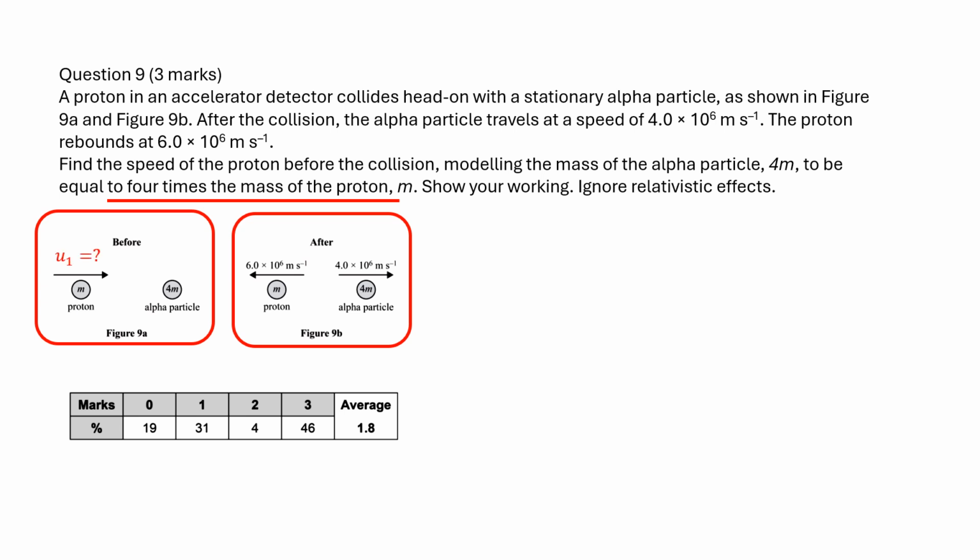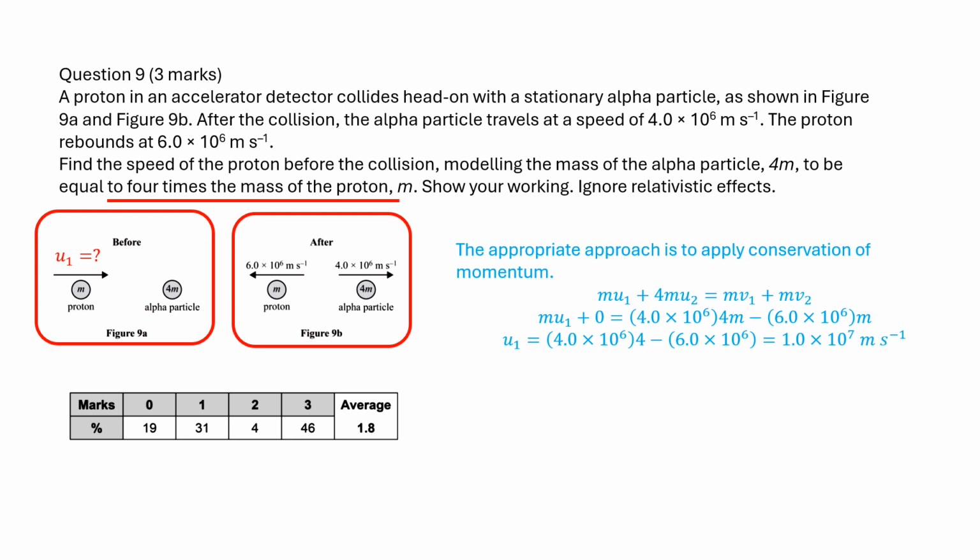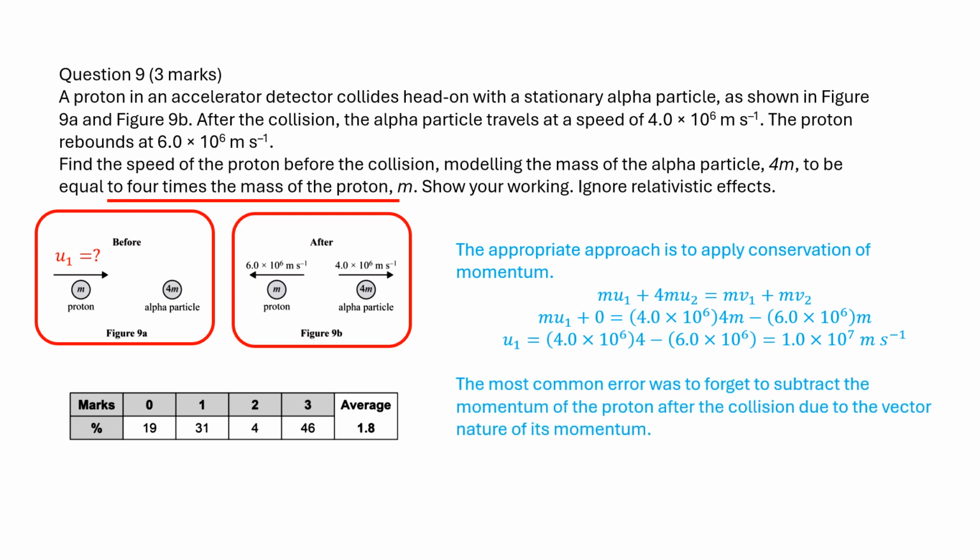If we set this proton and this alpha particle as a system, external forces on this system are zero if we ignore gravitational forces. So, we use the conservation of momentum to calculate the initial speed of the proton.